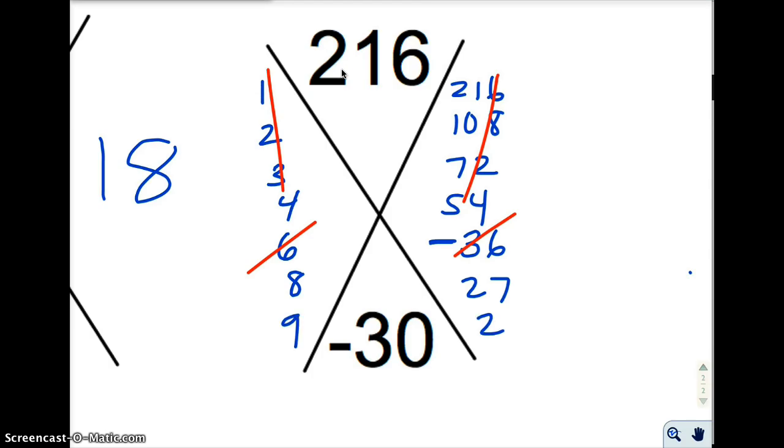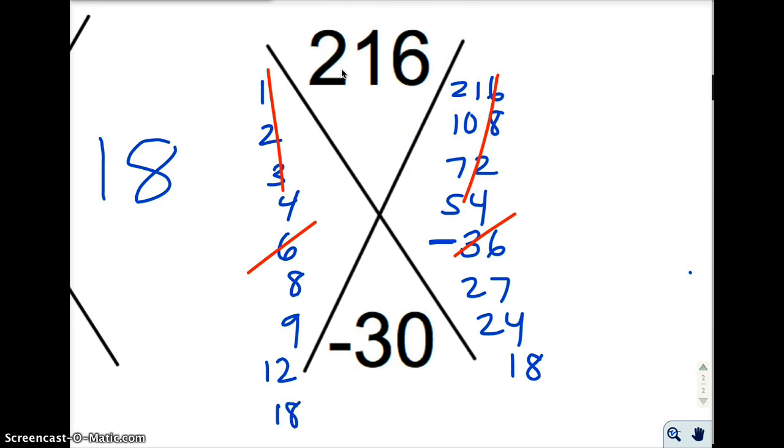9 and 24, 10 won't work, 11 won't work, we have 12 and 18, 13 won't work, 14 won't work, 15 won't work, 16 won't work, 17 won't work, and then I hit 18, and I get 18 times 12.